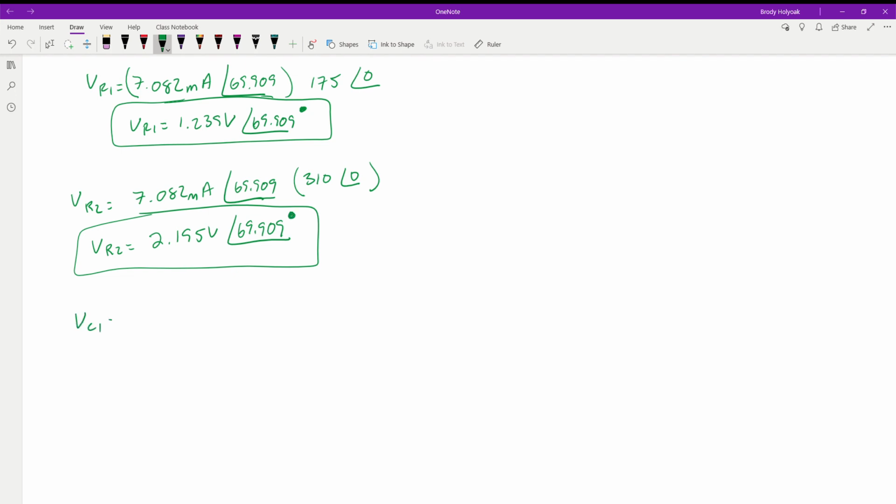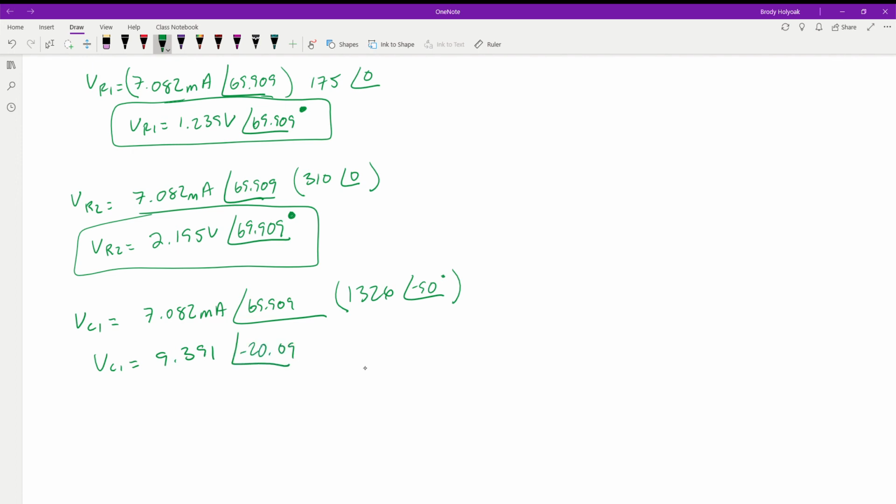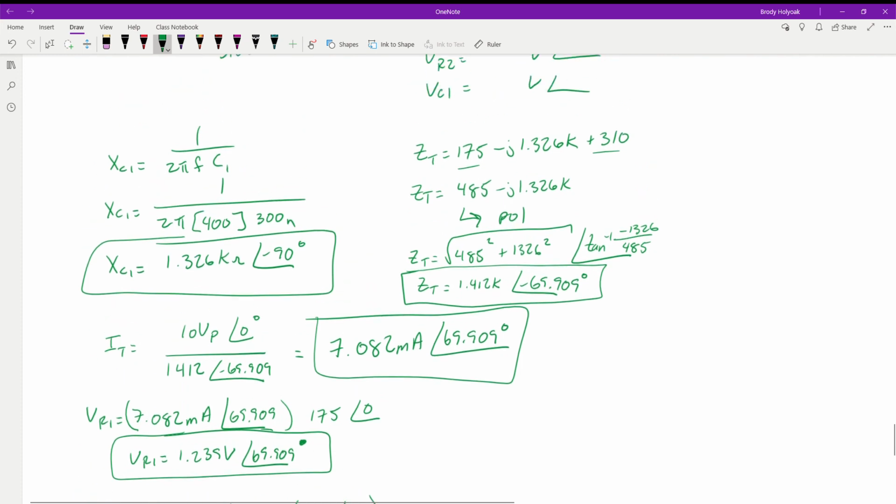Voltage across capacitor 1 is equal to the 7.082 milliamps at an angle of 69.909 multiplied by the capacitive reactance, which is 1326 at a negative 90. Voltage of capacitor 1 is equal to 9.391 at an angle of negative 20.091 degrees. And there it is. So we have three circuits that we can solve for, and in this equation, those are our answers.